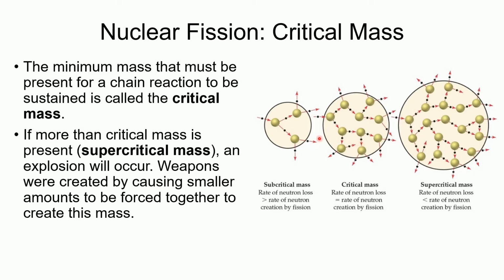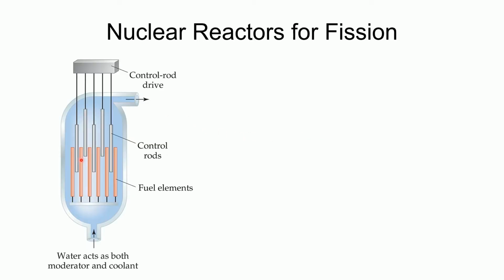Now, as far as how the reactors work, this is the main core of the nuclear reactor. There are fuel rods. Each individual fuel rod is subcritical. If you take all the fuel rods that are in the reactor and put them together all at once, it's supercritical, and you've got a problem.